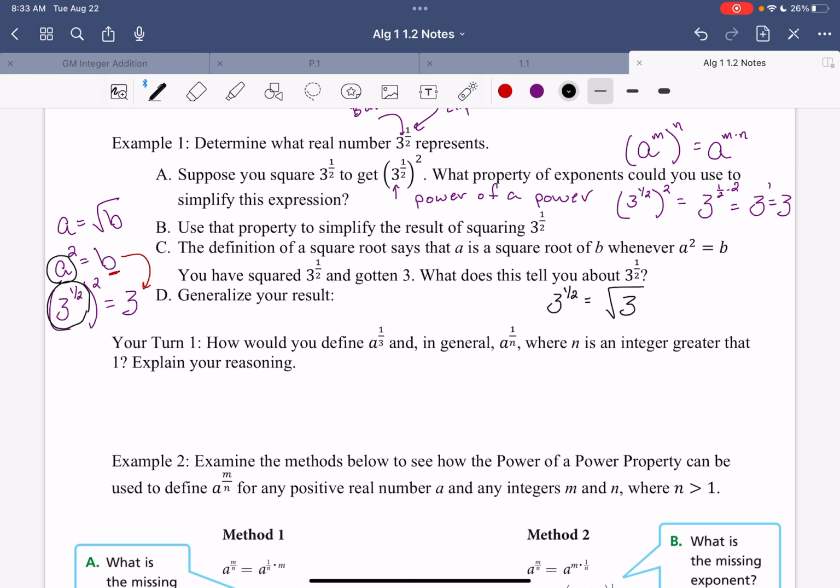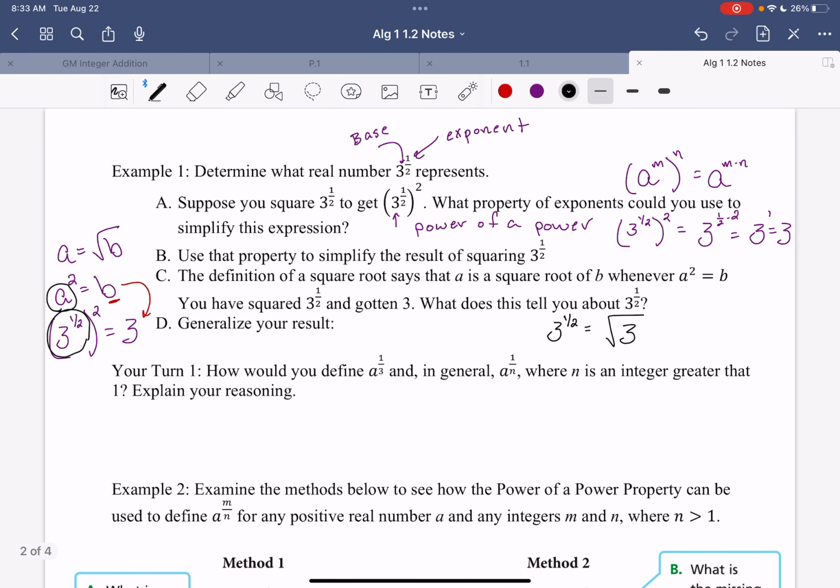Generalize your result. Do we think this will work for everything, or do we just pick 3 and it only worked for 3? If you notice, I didn't actually do anything with the 3. The 3 just followed along. So I'm thinking this is going to work. Now I'm thinking I know it's going to work. If this was a 5 instead, would it change anything? If this was a 10, would it change anything? So basically, any base, any number to the 1/2 power is going to equal the square root of that number. So the 1/2 power equals the square root.